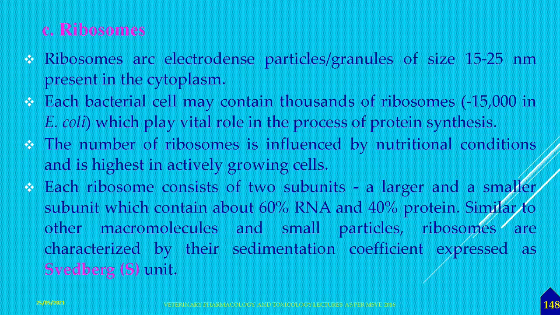The ribosome consists of two subunits. Ribosomes are very important because drugs like chloramphenicol and tetracycline inhibit bacterial growth by binding to the ribosomes. So we need to learn this in detail. They have a larger and a smaller subunit, which contain about 60% RNA and 40% protein.